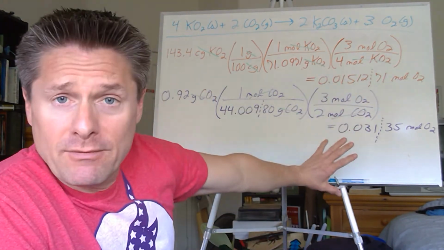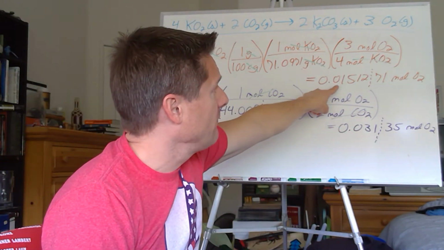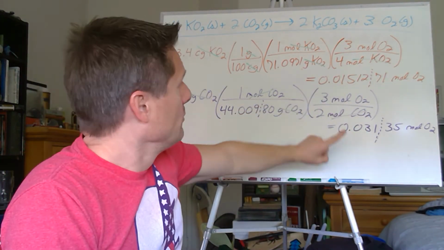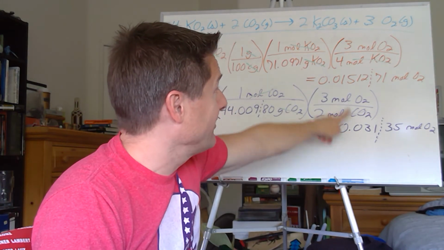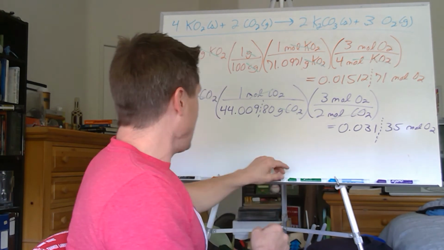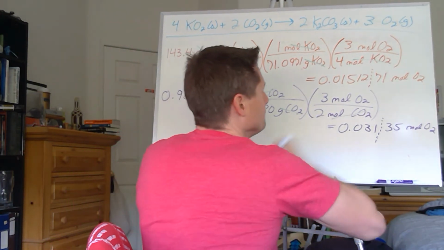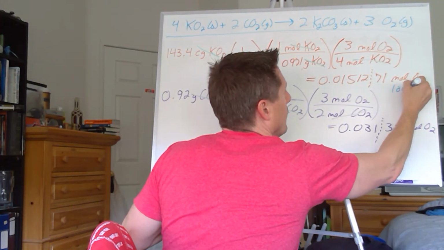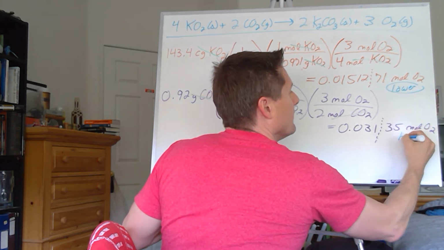Now I can compare these two. 0.0151271, 0.03135. Can you see that this is lower than this one? So I'm going to write that in there. So let's do that in blue. So this is lower, and this is higher.